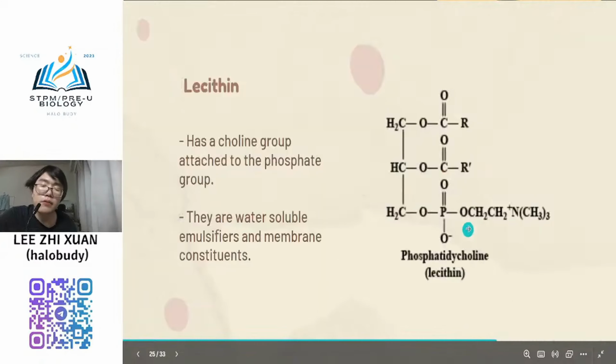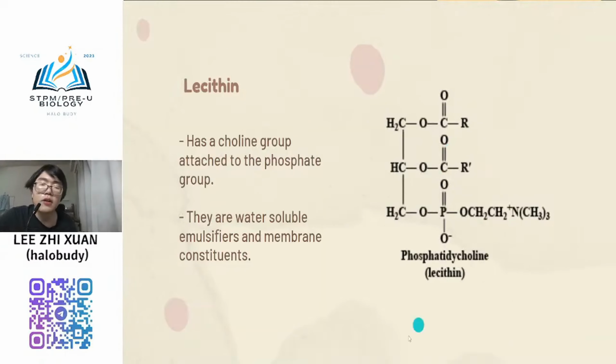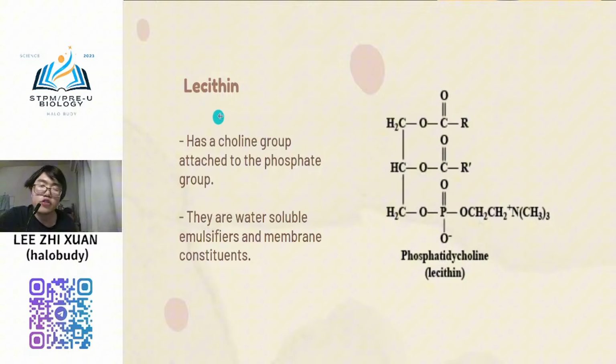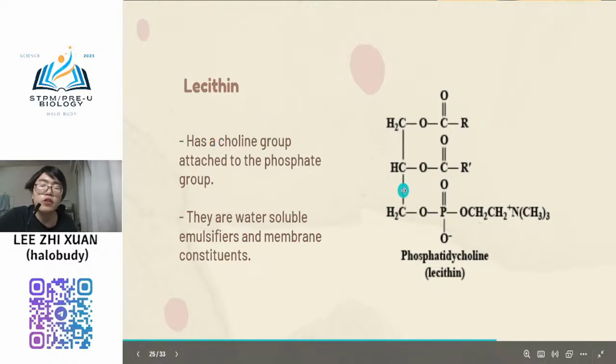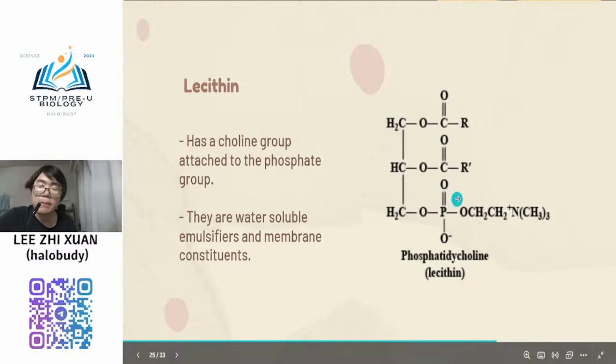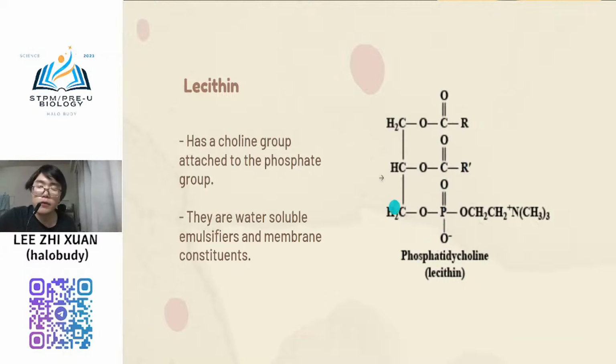So if you see this diagram, another term for the phospholipid is lecithin. This one is lecithin. So this is the basic unit if you want to form phospholipid. It is lecithin because it has a choline group attached to the phosphate group here. One of the examples is due to the phosphate group. There is the phosphate group here. So this structure is called lecithin. They are water soluble, emulsify, and a membrane constituent.